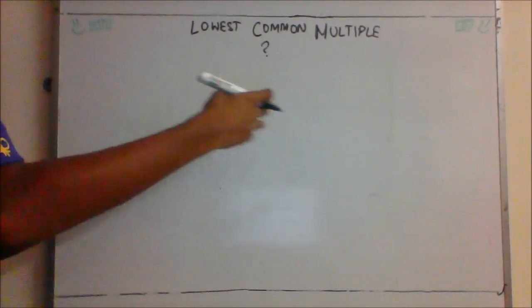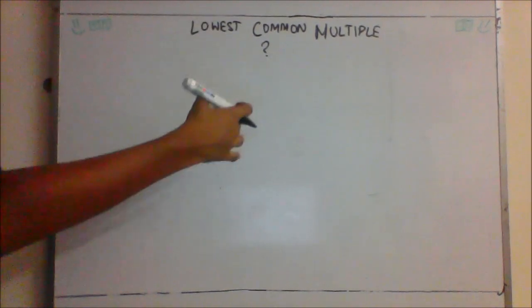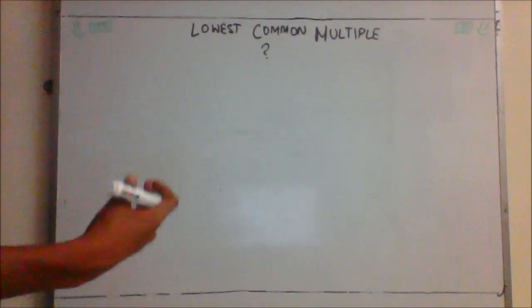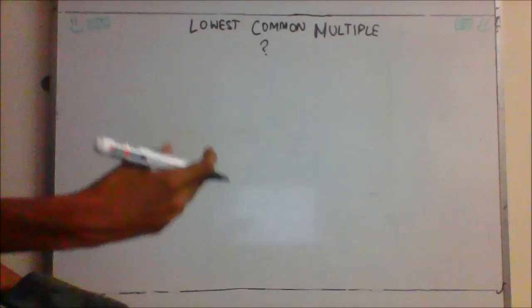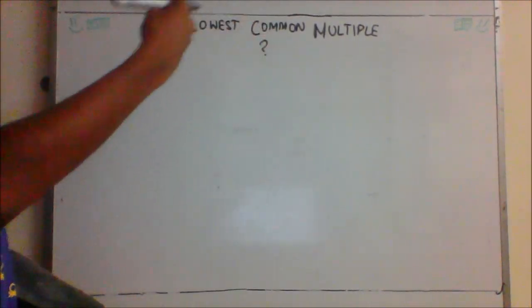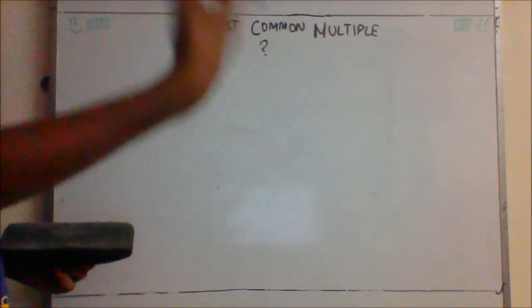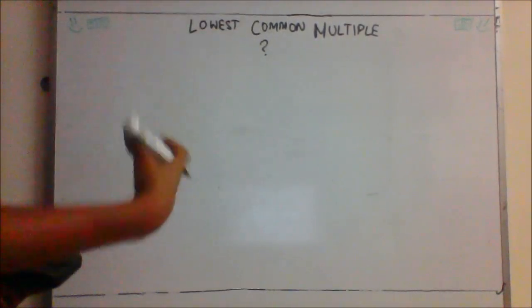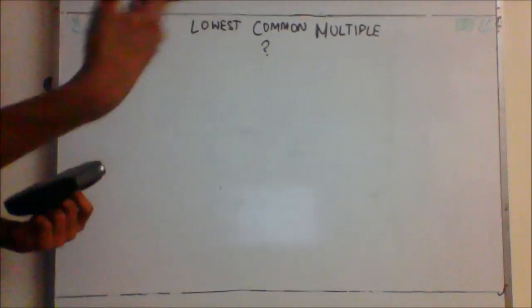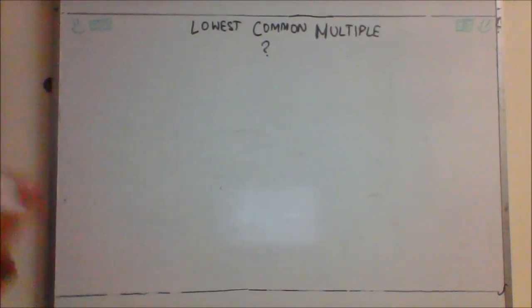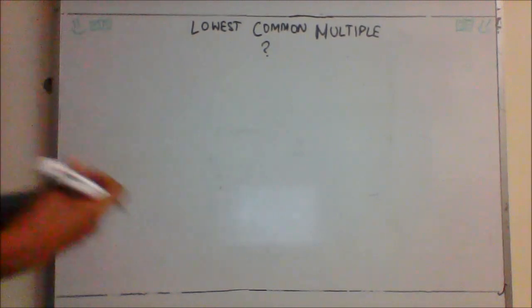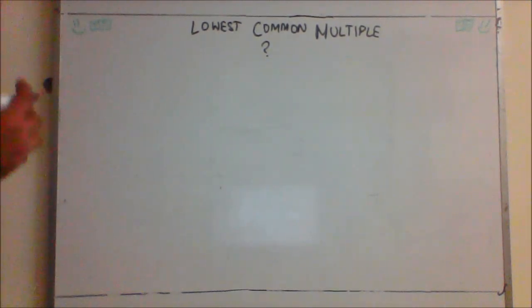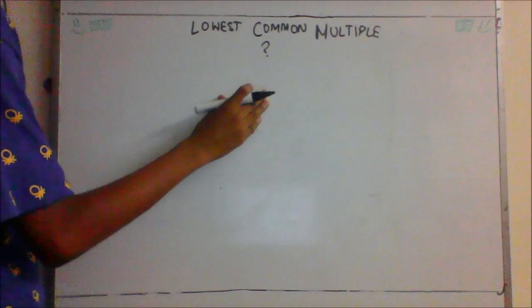Let's take 1 and 2. All numbers are multiples of 1, and the first multiple of 2 is 2. They both meet at 2, 4, 6, 8, which are common multiples. Their lowest common multiple will be 2, because that's the smallest common multiple. So, let's see how to find the least common multiple of two or more numbers in this video.